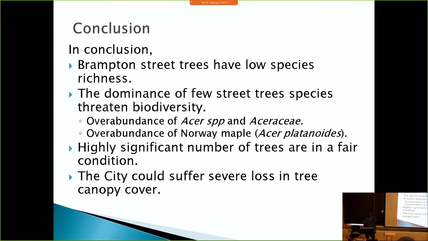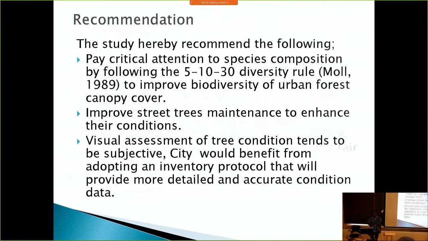We also realize that very few street trees dominate, which is a threat to biodiversity, because there is overabundance of Acer species and the Aceraceae family. There is also extreme overabundance of Norway maple, and a highly significant number of trees are in fair condition, which means that the city could suffer severe loss in tree canopy cover in case of emergence of invasive pests and diseases and other unforeseen environmental stress conditions.